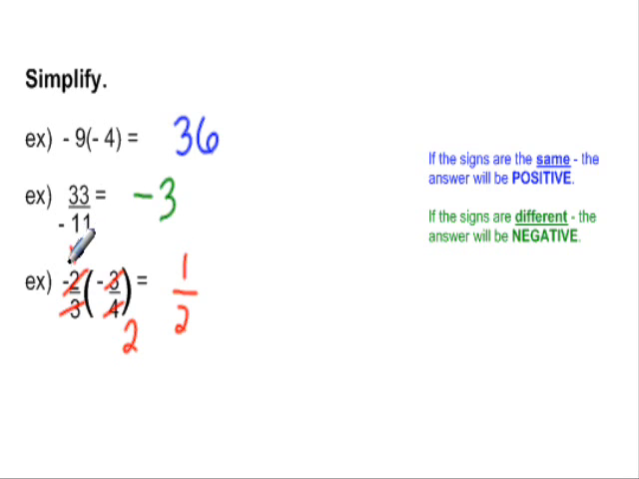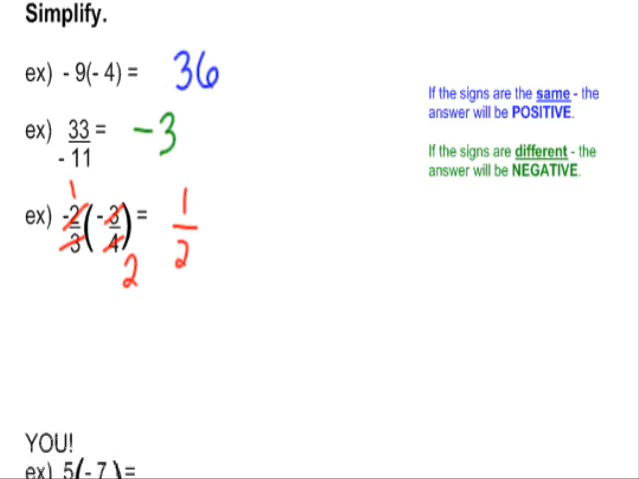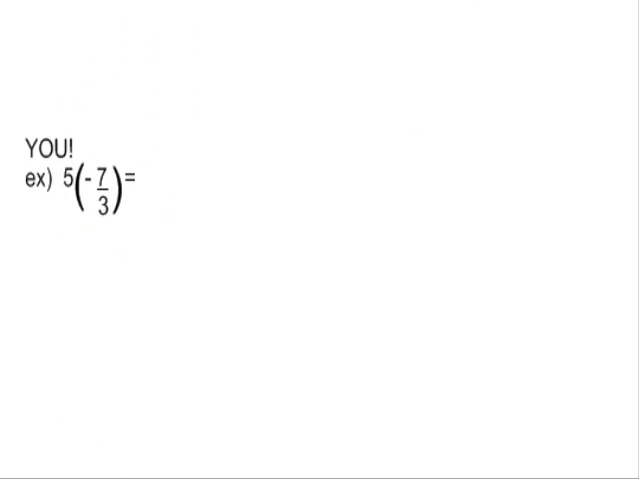So our numerator will be 1, and our denominator will be 2. And since our original fractions were both negative to begin with, that is our first rule here. Signs are the same. So my fraction will be a positive 1/2. I want you to try one. Use your negative and positive rules and solve this problem.